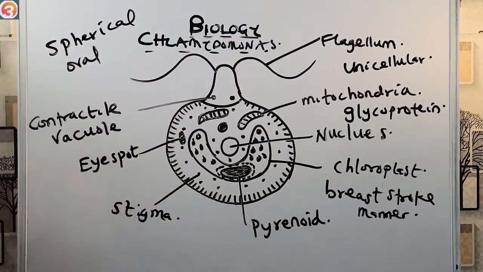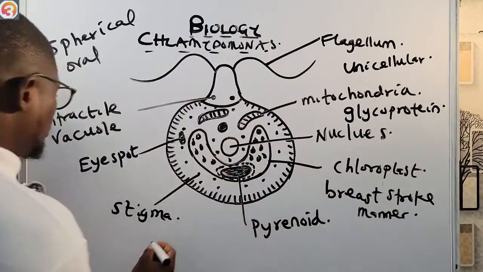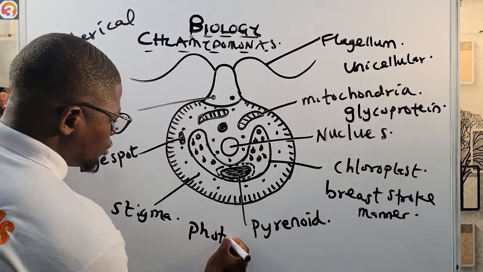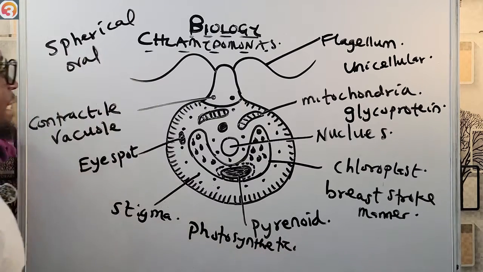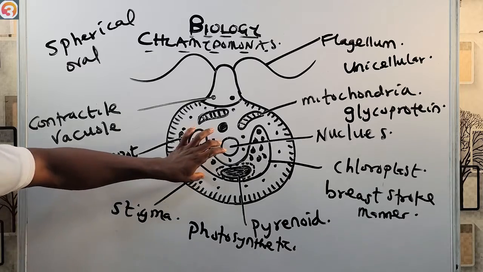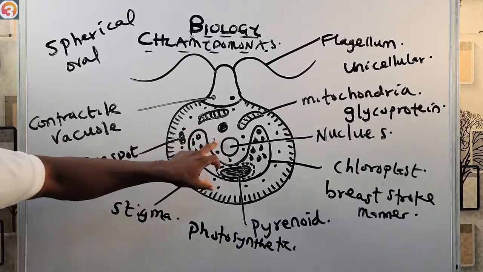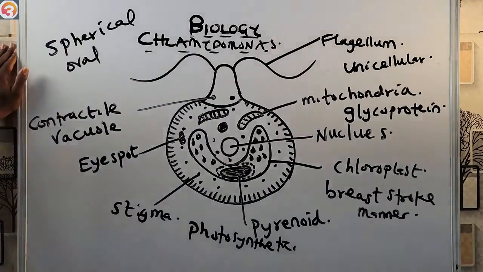Because it possesses chloroplast, that means it can photosynthesize. That means it is photosynthetic. So it has a nucleus and a cup-shaped chloroplast. It consists of an eye spot.